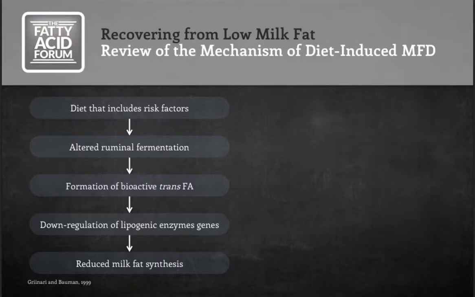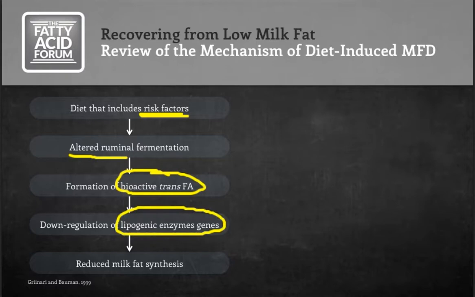So just to review the mechanism, we have diets that include risk factors for milk fat depression that lead to altered ruminal fermentation. This altered ruminal fermentation results in formation of these bioactive trans fatty acids. These bioactive trans fatty acids then change the physiology of the mammary gland and decrease the expression of the enzymes that are making milk fat, and this results in a decreased capacity or decreased rate of milk fat synthesis in the mammary gland.